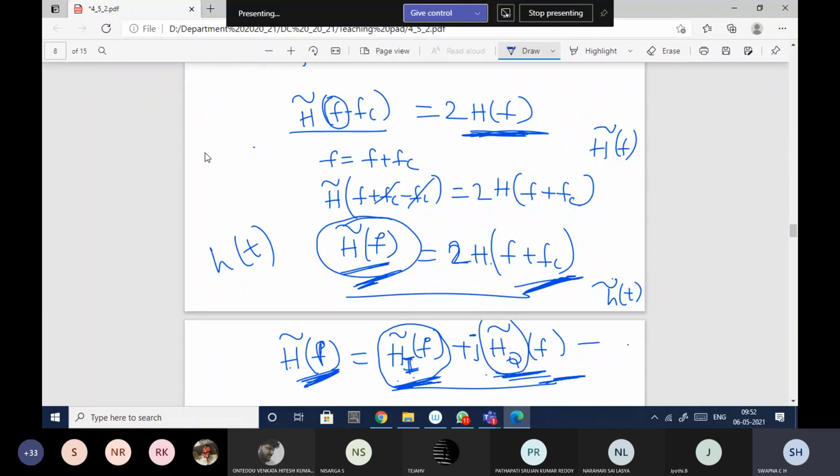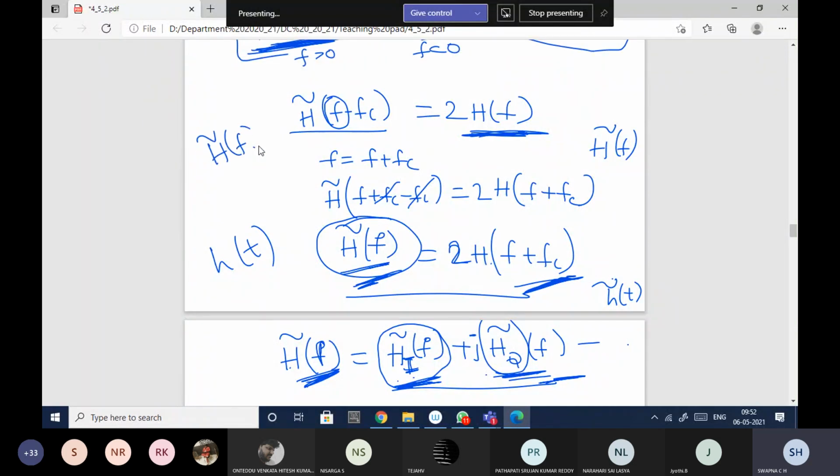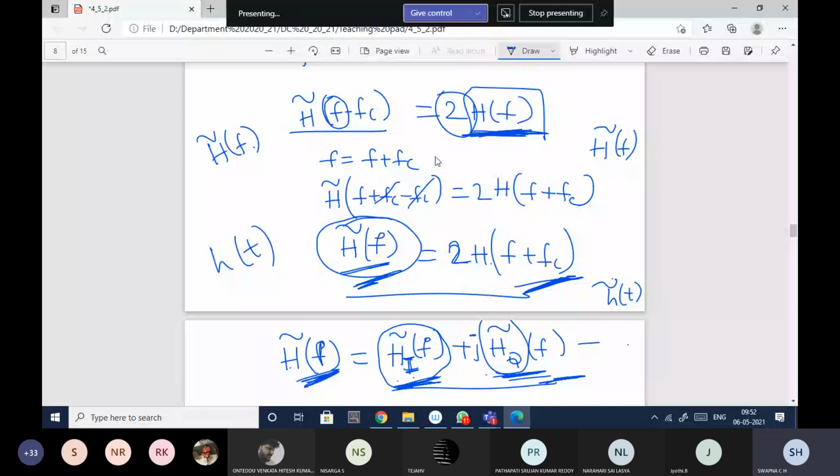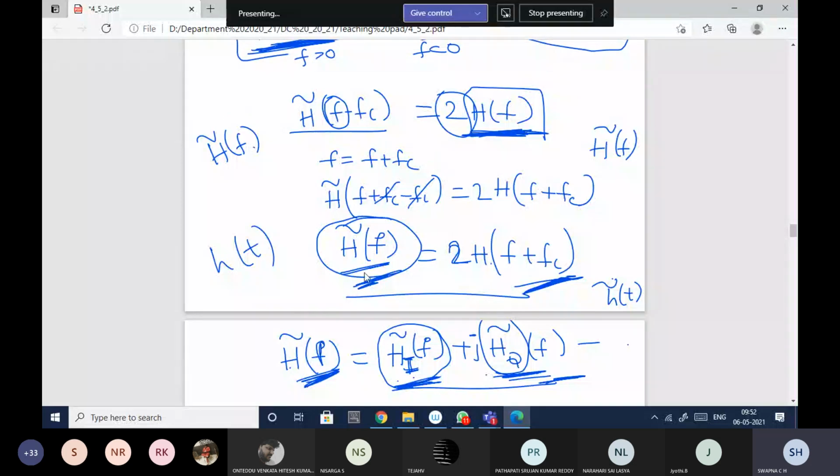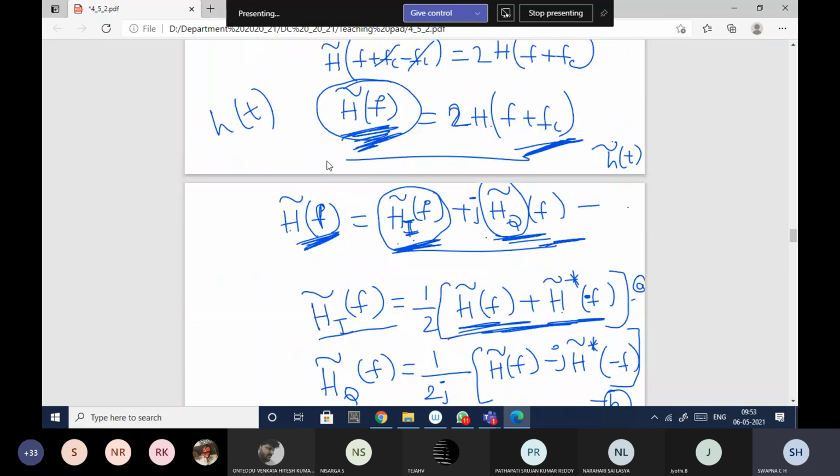See, if you want to get h tilde of f, then what you need to do? You need to first shift this h of f to origin, and once you shift it to origin, after that you need to scale it with 2. You need to multiply it with 2. Okay, then you'll get h tilde of f in this way. Okay, so now you have analyzed that, you'll be able to get the complex envelope h tilde of f.